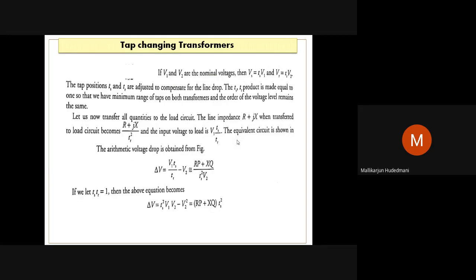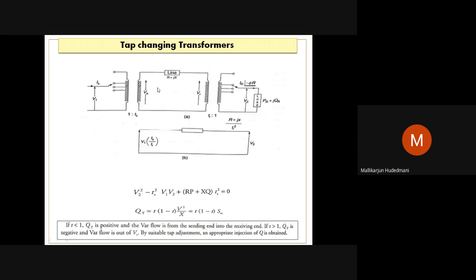Let's say the tap changer, if V1, V2 are the nominal voltages, V1 at the input of the system, V2 at the load side, then the voltage available at the secondary of the sending end side, what is that Vs? You can see Vs is V1 into the transformer's turns ratio Ts. So I'll come to this. What is Vs? I'm speaking about this voltage.